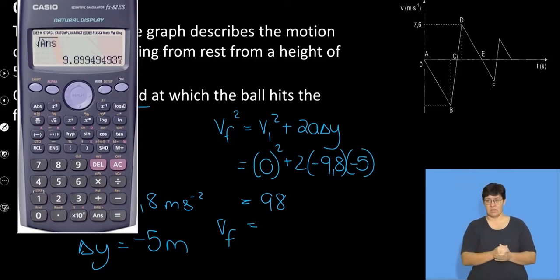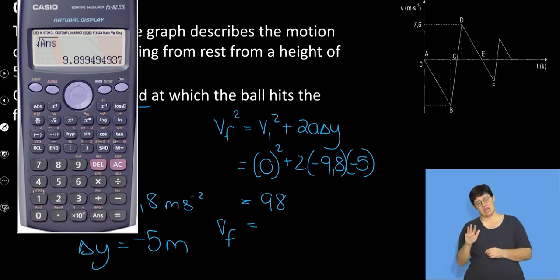And I get 9,899. You know what? I'm going to keep 3 decimal places just to make it a little bit more accurate, because rounding this off will give me 9,9. I'm going to keep it as 9,899.